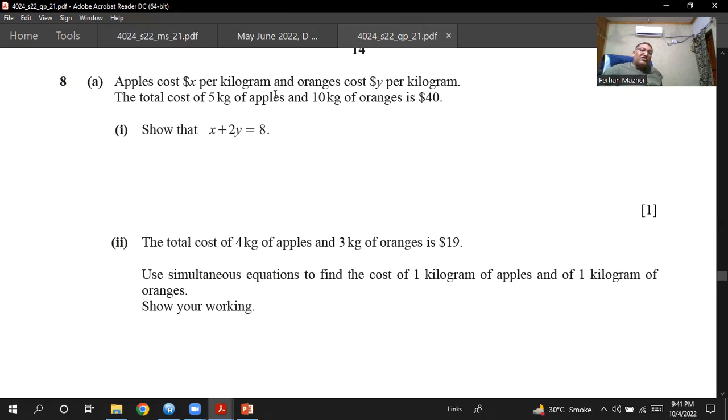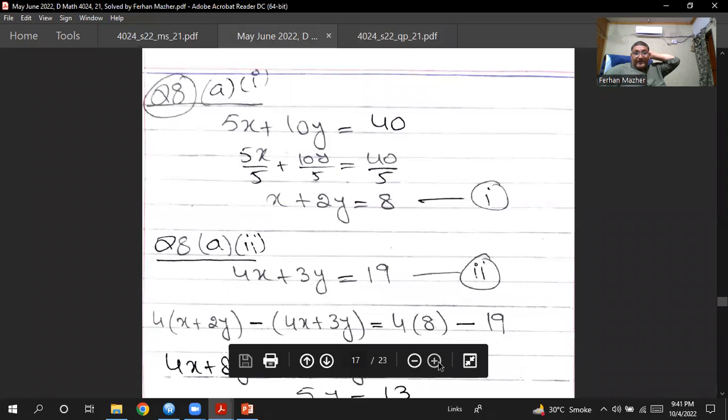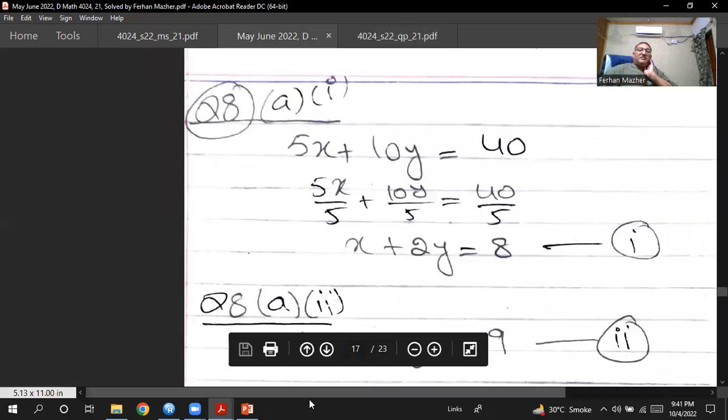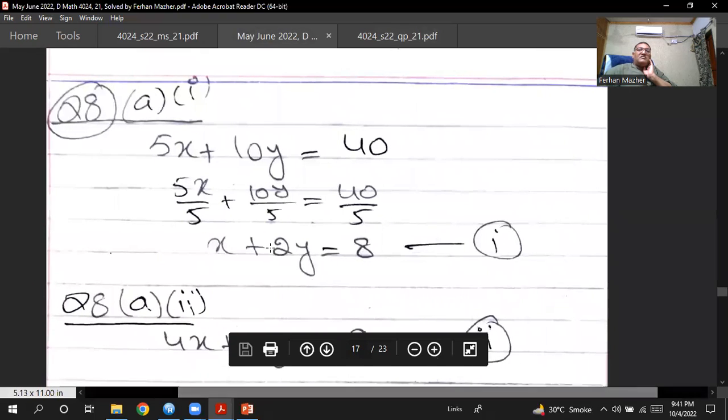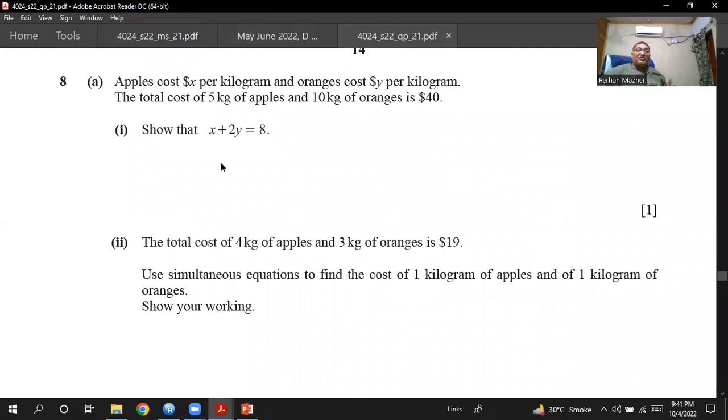And when I reduce it, I will be able to show this. Okay, so let me show you here. It will be 5x plus 10y equals 40. Divide all the terms by 5. You get x plus 2y equals 8. So this is the A part which you have to show.